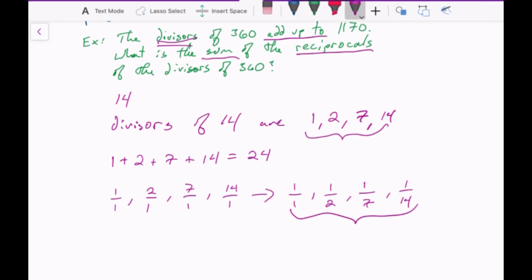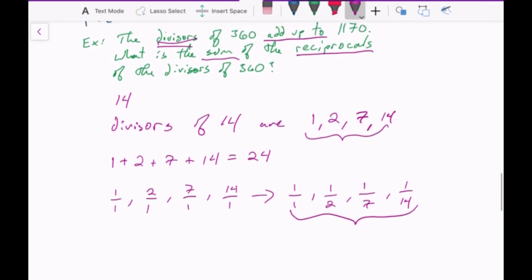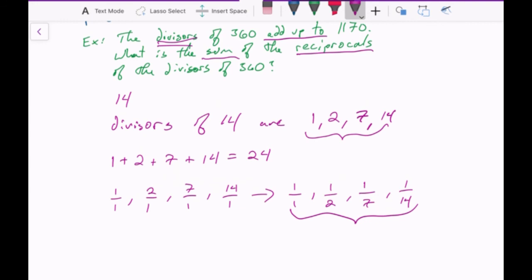The original problem wants to know the sum of those reciprocals. So I'm going to find the sum of these reciprocals and see if there's anything that would help me solve the original problem. I'm going to add 1 over 1 plus 1 over 2 plus 1 over 7 plus 1 over 14. Again, I'm going to need a common denominator. That common denominator will always be the original number that I started with. Here I started with 14. So I'm going to multiply each fraction by what it needs on top and bottom to get 14 on the bottom.